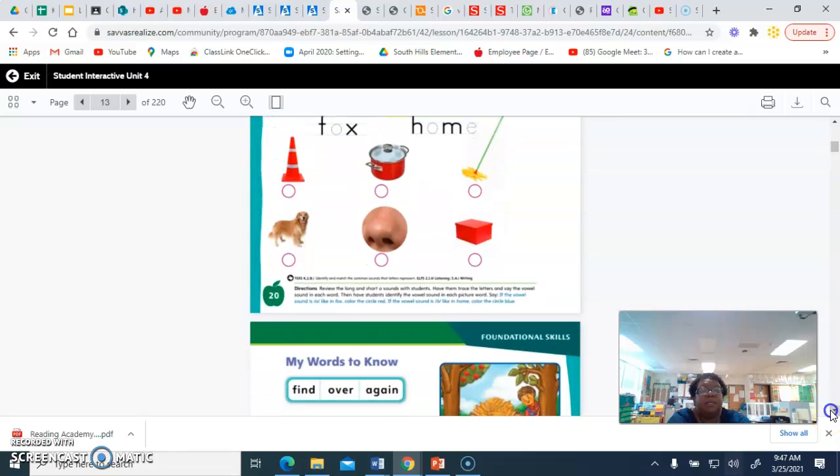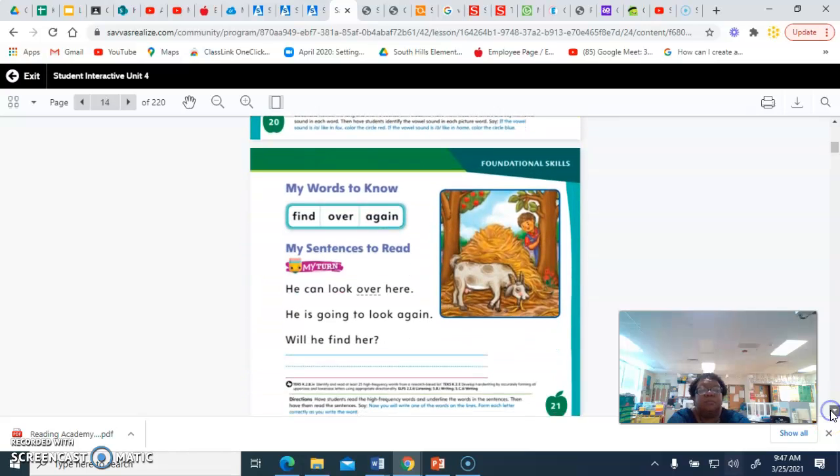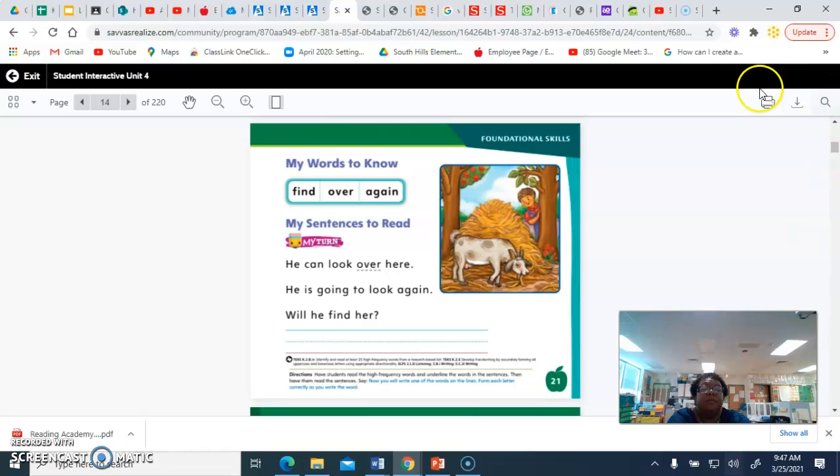And your next page, we have on this page, it says my words to know. And you have a picture of a goat, and we've got the straw. We have a boy that's hiding behind the tree. We have the apple tree. We have a goat. We have words to know. We have find, over, again.